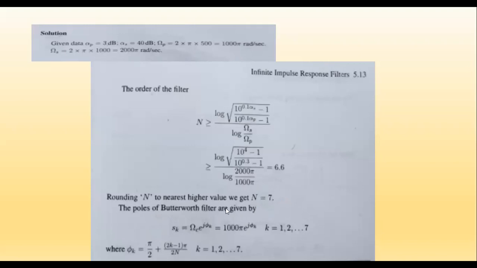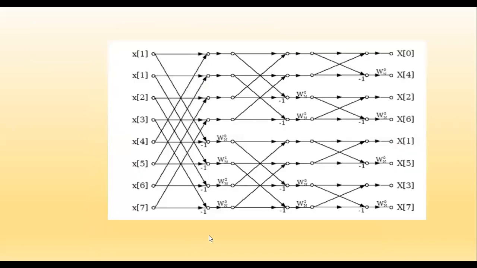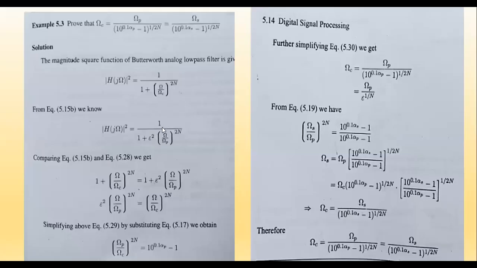radian per second. So s of k is equal to cutoff frequency e raised to j phi k. So j phi k is this equation and k is the value of 1, 2, 3 up to 7. So phi of k is pi by 2 plus (2k minus 1) into pi divided by 2n. So this is one formula, and by using this formula you can find out the different values of the equation. So this is one example.